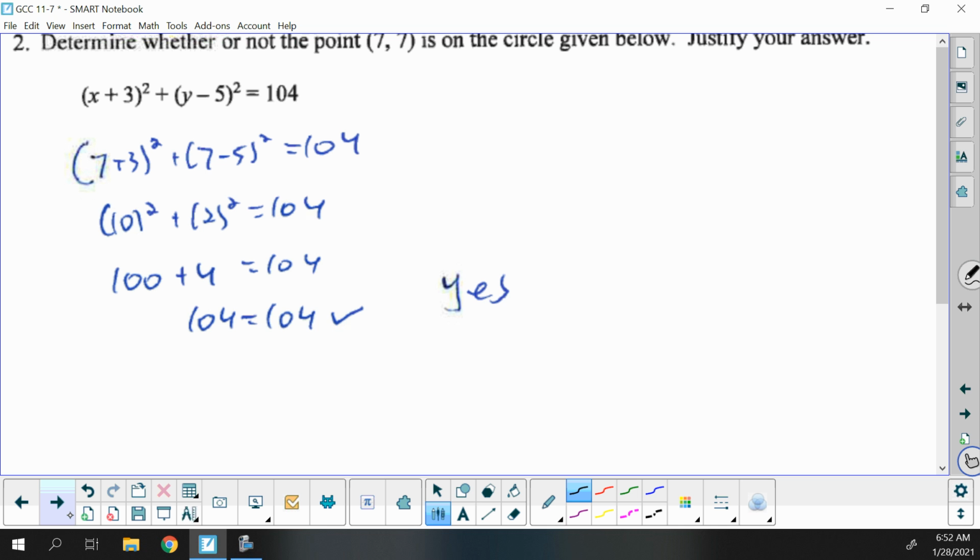If a point is going to be on any equation, not just a circle equation, any equation, that means when you sub it in, it should check out. So all we do is we're going to sub in 7 for x and y. Well, that'll give us 10 being squared in the first parenthesis and 2 being squared in the second parenthesis. 10 squared is 100, 2 squared is 4. When you add them together, you get 104, and it checks out. So that means yes, 7, 7 is on the circle.